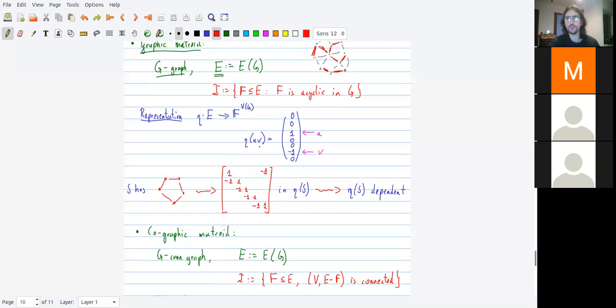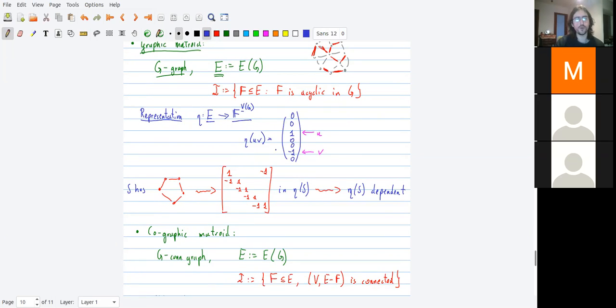So I will not prove it directly combinatorially. I will prove it by giving a representation of this matroid, a representation over any field. So a representation will take any edge of my graph and associate with it a vector in F to the power V, where essentially these are vectors over the field F that are indexed by the vertices of the graph.